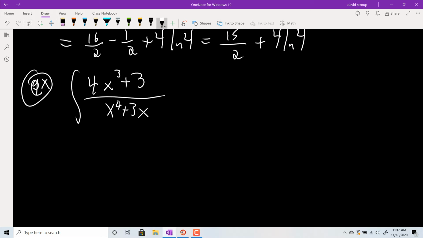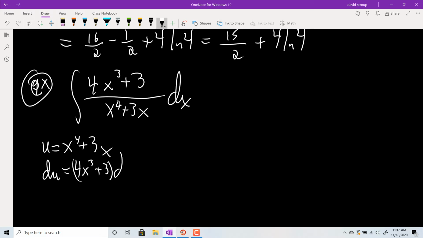If you're in tune to a function and its derivative, you can see that the numerator is just the derivative of the denominator. So you may be tempted to split it into two integrals, but that's really going to be a bad move. Here, let u be x to the 4th plus 3x, and then du will be 4x cubed plus 3 dx, which is basically the numerator.